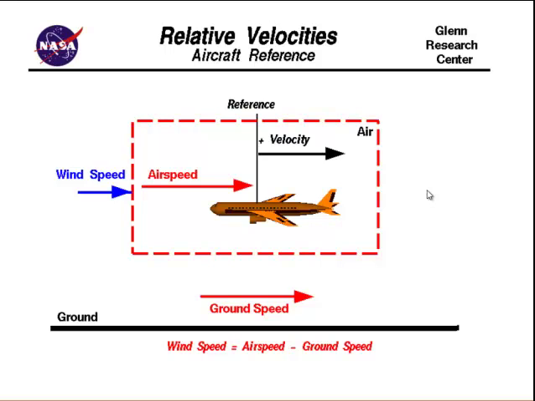Now in this case, if we wanted to work out the wind speed, I'd have to subtract ground speed from airspeed to give me the wind speed. And notice how in this case the airspeed and the wind speed are going in the opposite direction to the ground speed. So again, this is all just dependent on the reference which we choose to take.